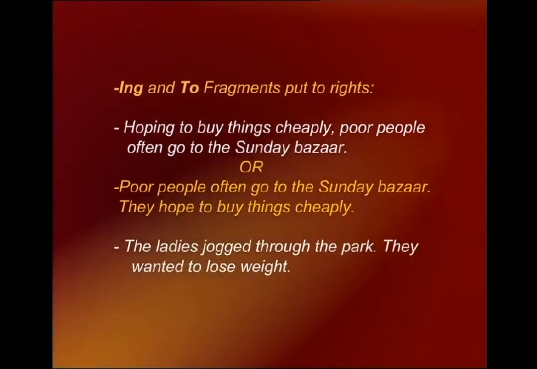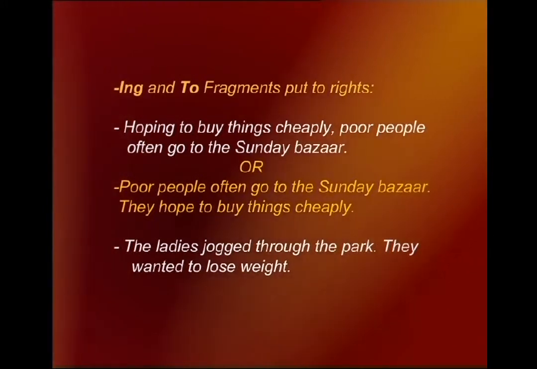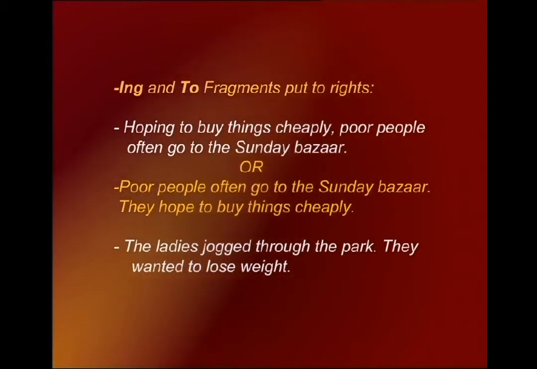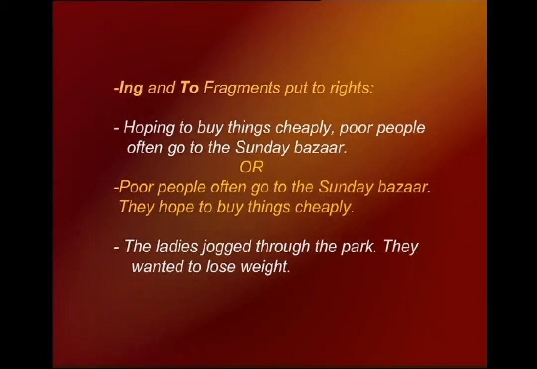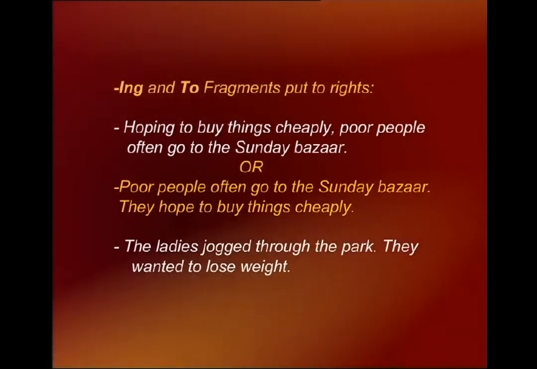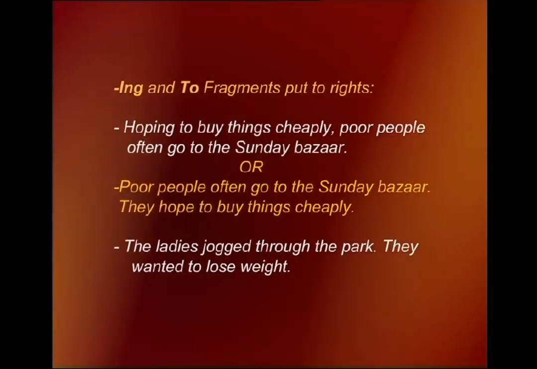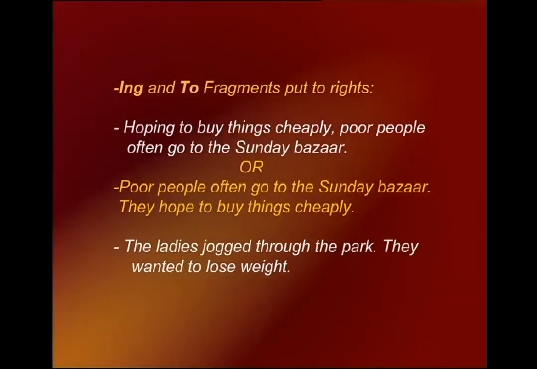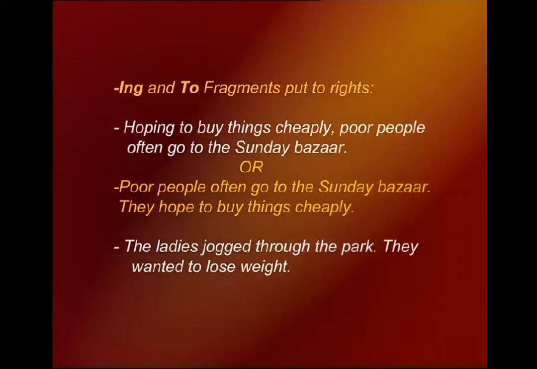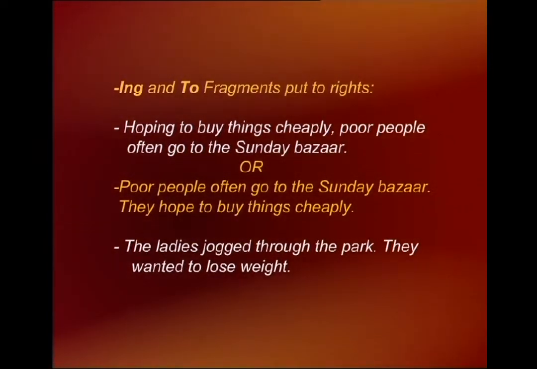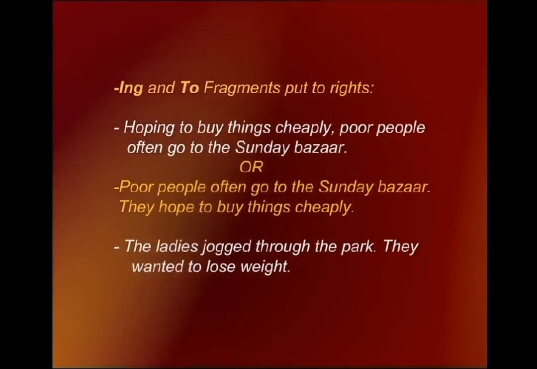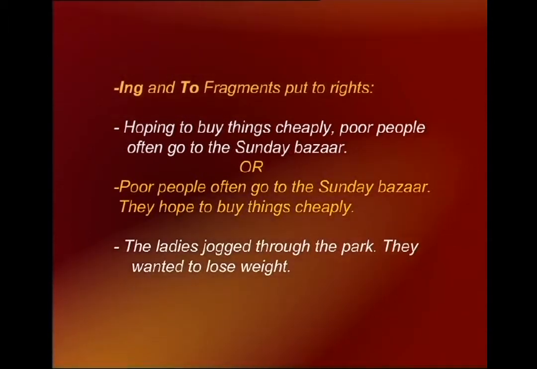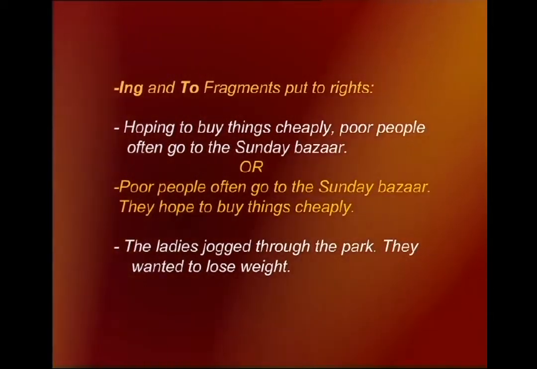And these are: one, you can correct the fragment by connecting it to the sentence it explains. Or you can create a complete sentence by adding a subject and verb to the fragment and revise the material as necessary. Take the first example. Hoping to buy things cheaply, comma, poor people often go to the Sunday bazaar. What have you done over here? Over here you have connected the fragment 'hoping to buy things cheaply' to the rest of the sentence.